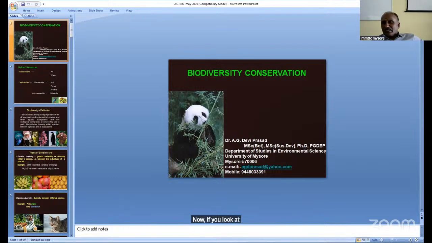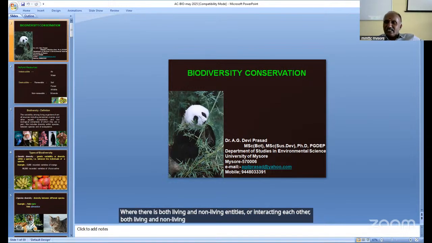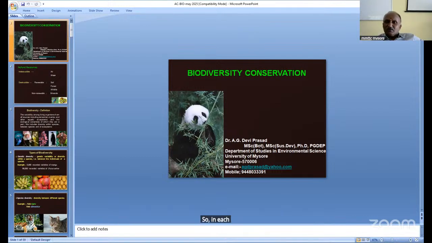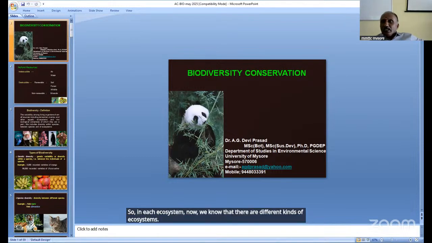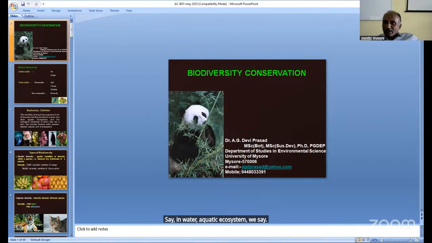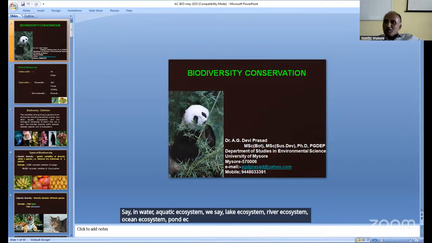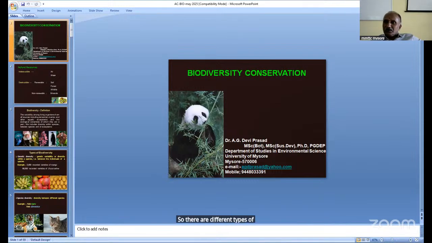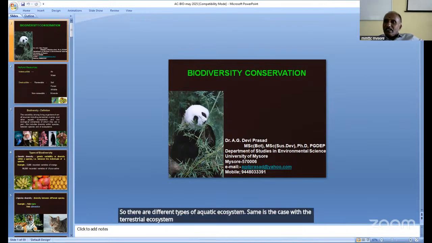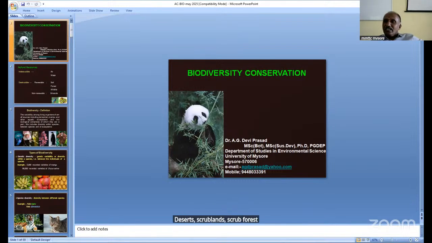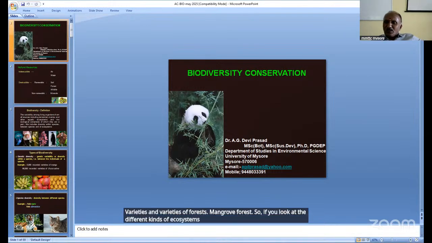Now, if you look at any ecosystem, an ecosystem is part of the biosphere or the earth where both living and non-living entities interact with each other. There are different kinds of ecosystems. In water, we have aquatic ecosystems: lake, river, ocean, and pond ecosystems. The same is the case with terrestrial ecosystems on land: evergreen forest, semi-evergreen forest, deserts, scrublands, scrub forest, grasslands, deciduous forest, mangrove forest. If you look at the different kinds of ecosystems, they all show variation.